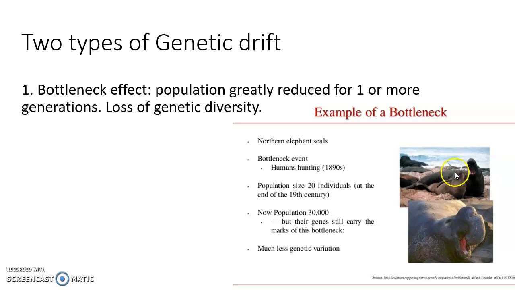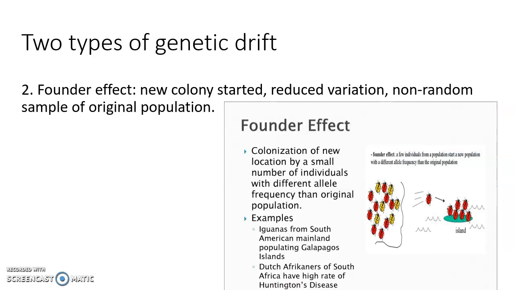This is an example of a bottleneck: northern elephant seals, that's what these images are. The bottleneck event was humans hunting in the 1890s. The population size was 20 individuals at the end of the 19th century. Now the population is 30,000, but their genes still carry the marks of the bottleneck, so they still show what has happened. There is much less genetic variation due to this.